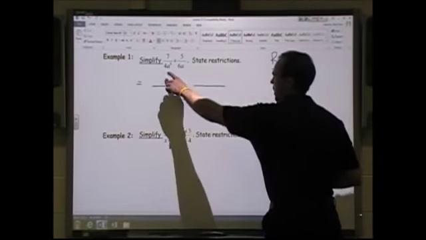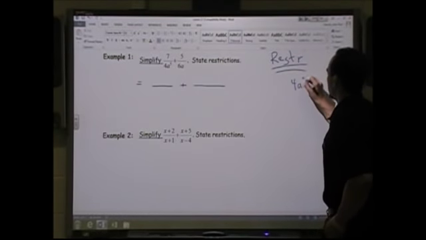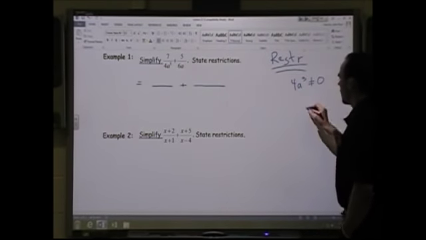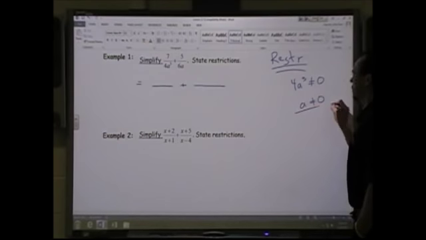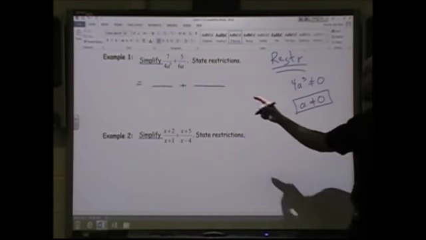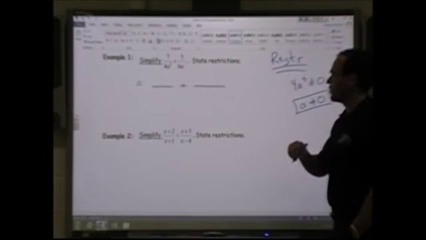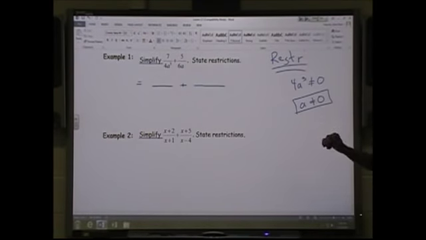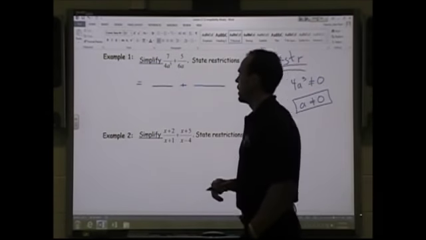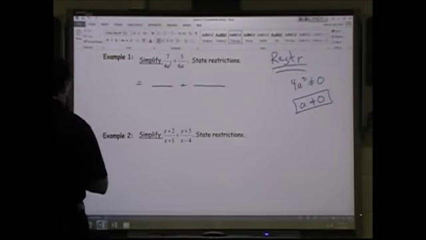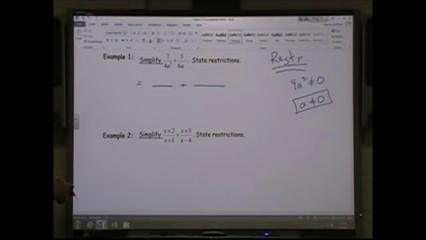The restriction on the bottom of this, 4a cubed, if that cannot equal 0, eventually a cannot equal 0. Okay? A cannot equal 0 because that'll make that bottom 0. Also, this one is the same restriction. A cannot equal 0. Okay? So you cannot have the bottom equaling 0 because that makes the problem impossible to do. It's undefined at a equals 0.